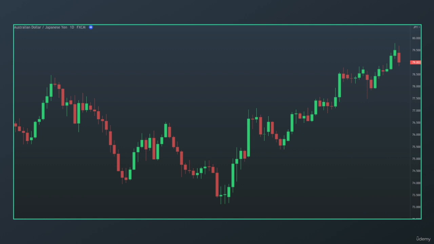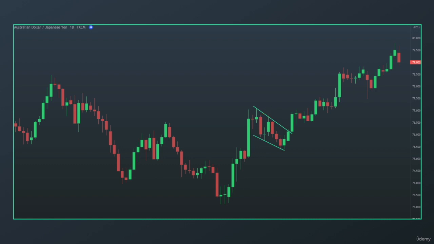Australian dollar versus Japanese yen, daily time frame. So as you can see, coming from a downside move, price impulsively moved up, breaking this previous lower high and then making a higher high. Now, of course, if we have a higher high, we can expect for price to move down and create a higher low.